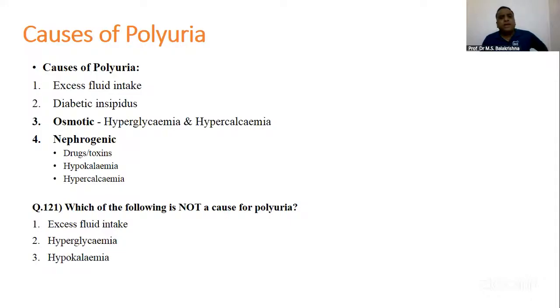Polyuria means excessive fluid intake and more passage of urine, and it can also happen because of diabetes insipidus. Osmotic, nephrogenic, these are the different reasons. Which of the following is not a cause for polyuria? The question is there on the same slide only. Which of the following is not a cause of hypocalcemia?